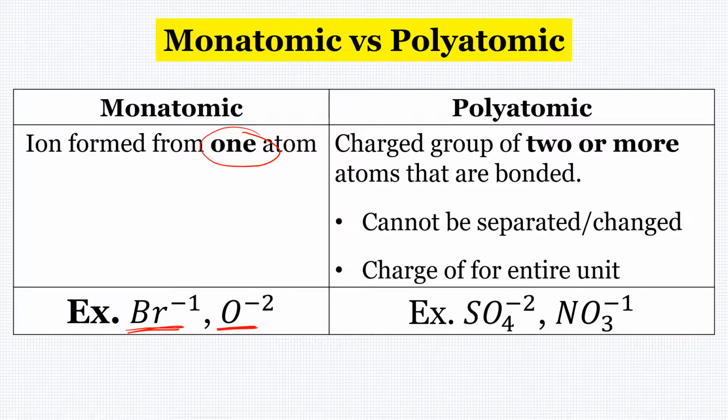The examples below, we have 2 atoms that are being combined. These polyatomic ions can't be separated or changed. You kind of get the whole package. And the charge, so in these examples, these charges apply for the whole unit. So it's not just a charge on oxygen or sulfur. This -2 charge here applies to the whole thing. Same thing over here, this -1 charge applies to the whole thing, not just the oxygen or the nitrogen. It's the whole package.